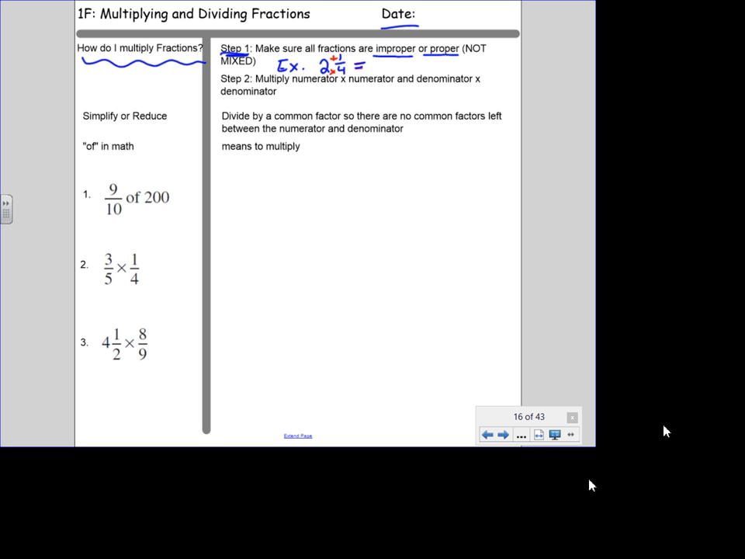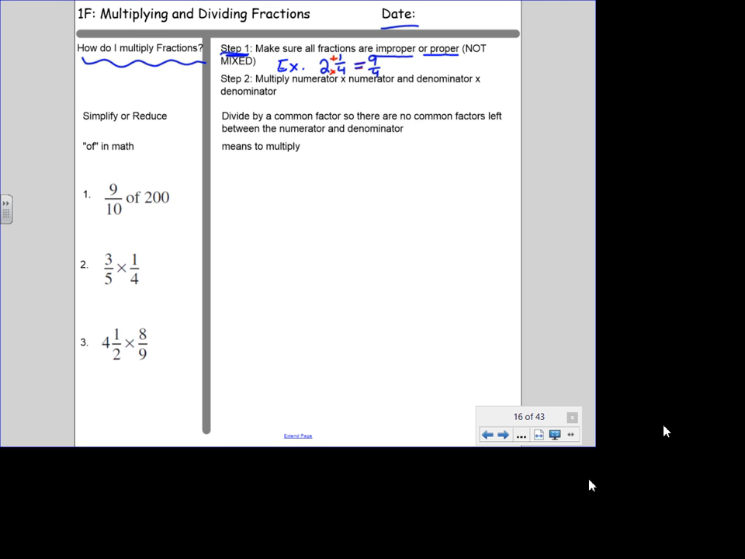to 9 fourths. Okay, so we want to change any mixed numbers that you're given in questions to improper or proper fractions, depending on what you're looking at. So you might be given a proper fraction, but if you're given a mixed number, you'll change it to an improper fraction.